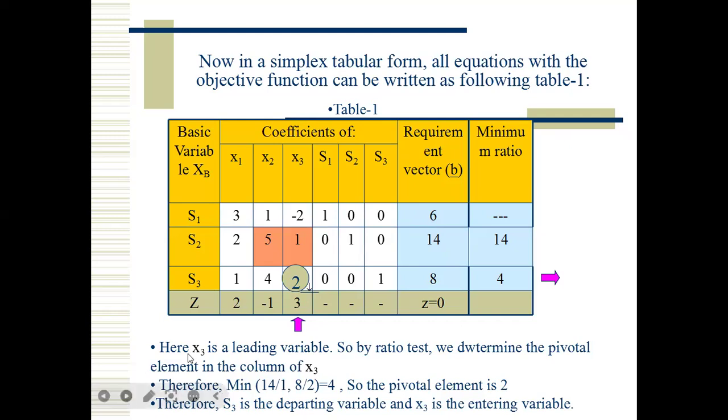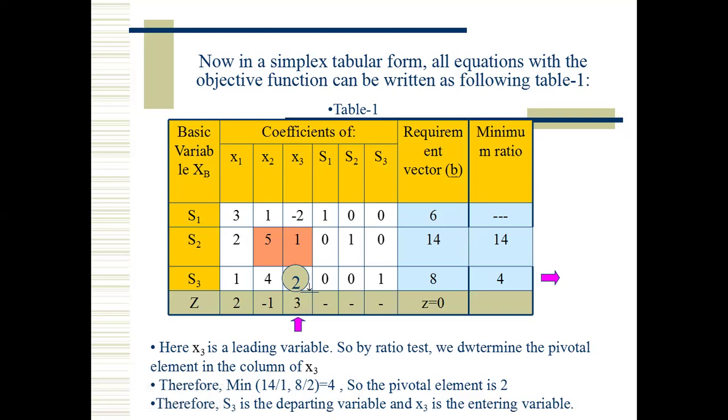Now here, the maximum in the cost vector, which one? 2, -1, 3, which is the maximum? This is the actual maximum. So x3 is the leading variable. So this column x3 is the leading variable. So by ratio test we can determine the pivotal element.